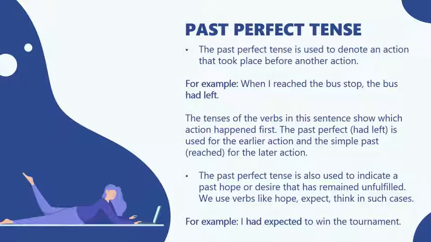Next point where we use past perfect tense is that the past perfect tense is also used to indicate a past hope or desire that has remained unfulfilled. We use verbs like hope, expect, think in such cases. For example, I had expected to win the tournament.